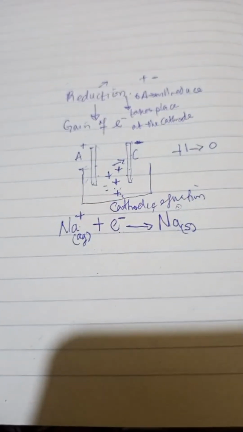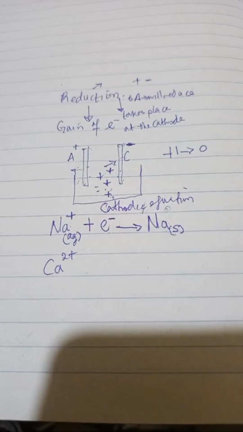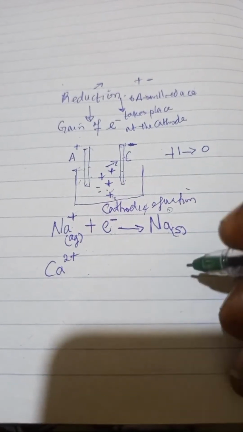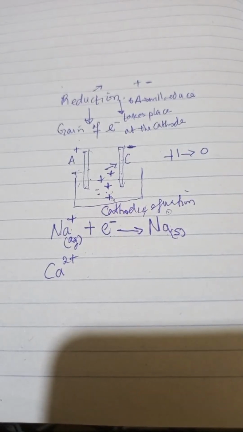Now let's try for calcium. Calcium is a group 2 element. Don't forget, calcium is group 2. So let's try calcium. That will be Ca. You put 2+ here because the calcium is in ionic form. It's dissolved. You cannot see it. It is ionic. Now you want to see it, that means you want it to appear.